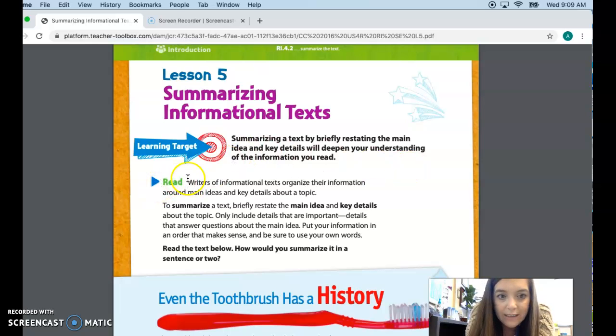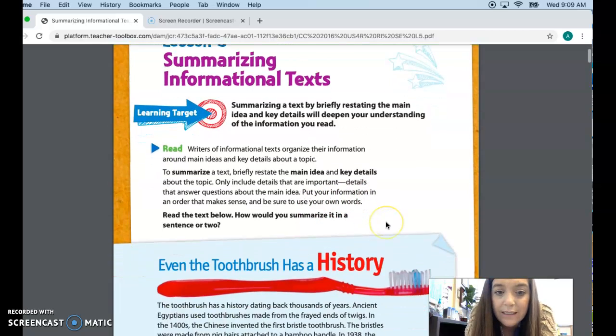So look at our read section. Writers of informational text organize their information around main ideas and key details about a topic. To summarize a text, briefly restate the main idea and the key details about the topic. Only include details that are important. Details that answer questions about the main idea. Put your information in an order that makes sense and be sure to use your own words.